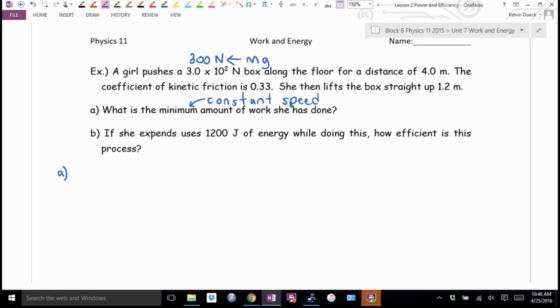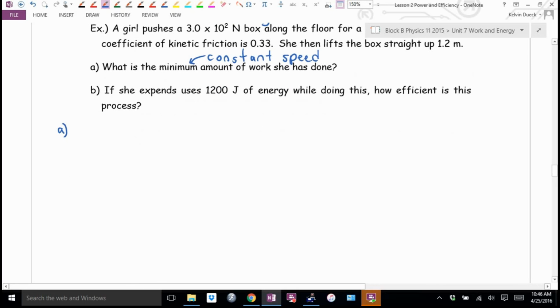She does work while sliding the box because there is a force and there is a distance in the same direction. And then she does work in lifting the box. 2 parts. I'm going to divide the page sort of in half, except I know that the lifting is going to take less room, so divide your page kind of like that. And you can call it sliding and lifting.